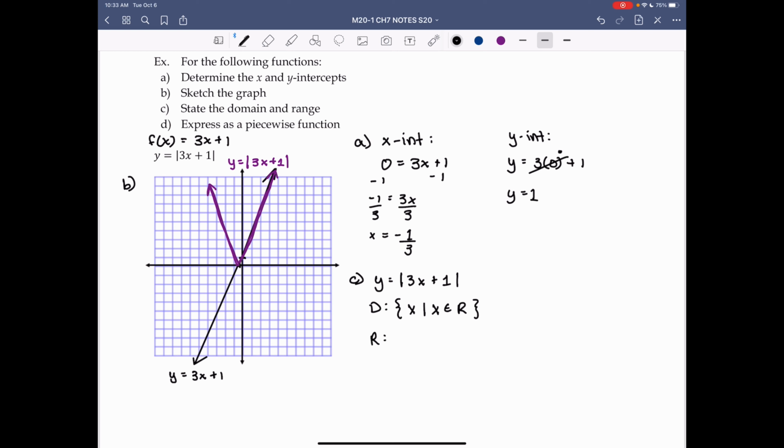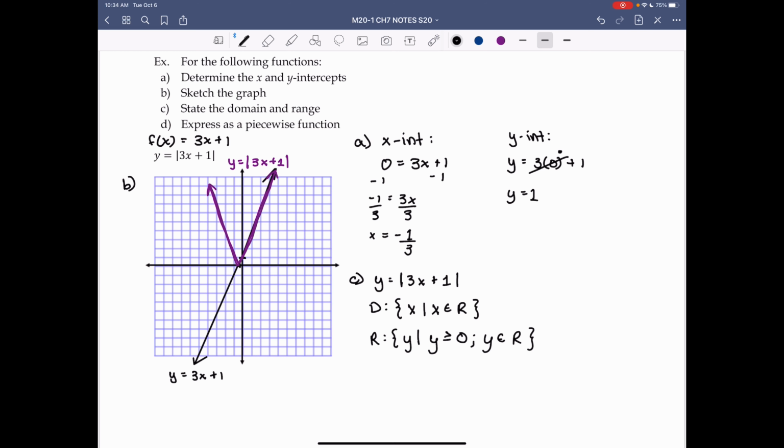Range, what values of y are valid for this function. Absolute value is always non-negative numbers. So y such that y is greater than or equal to 0, y an element of the real numbers. So all real numbers that are greater than or equal to 0.